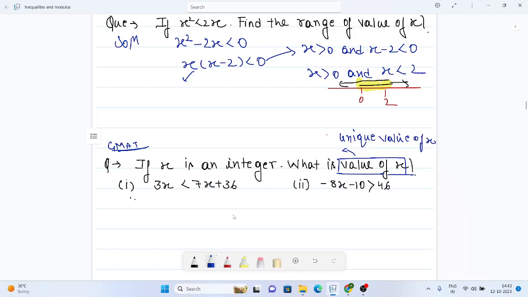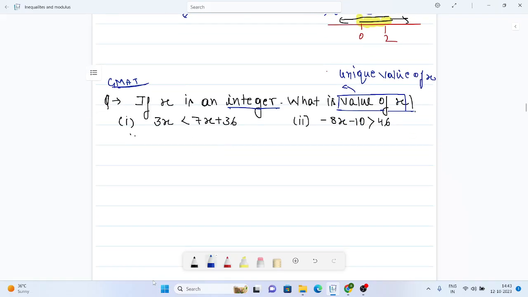We find the unique value of x and we see whether the conditions are sufficient or not. Condition 1 and condition 2, or say condition A or condition B, is either sufficient or insufficient for finding the unique value of x. So I solve the first one, then you try out more questions. Two conditions are given. If x is an integer, it means x is not a fraction or anything. So he asks what is the value of x.